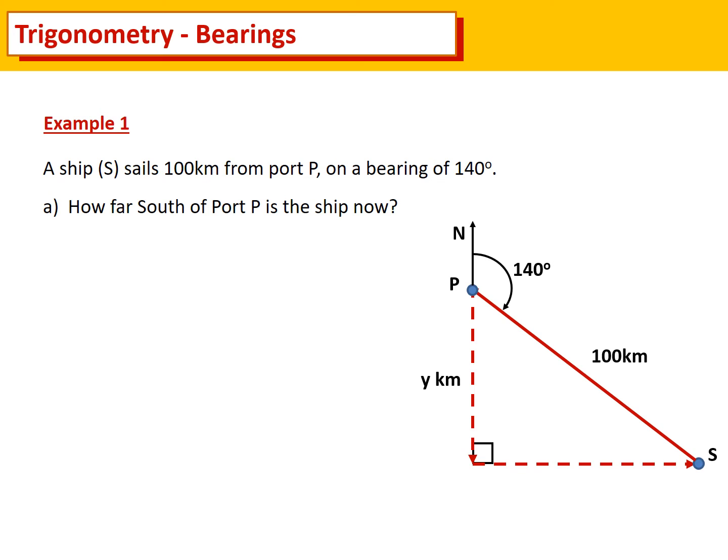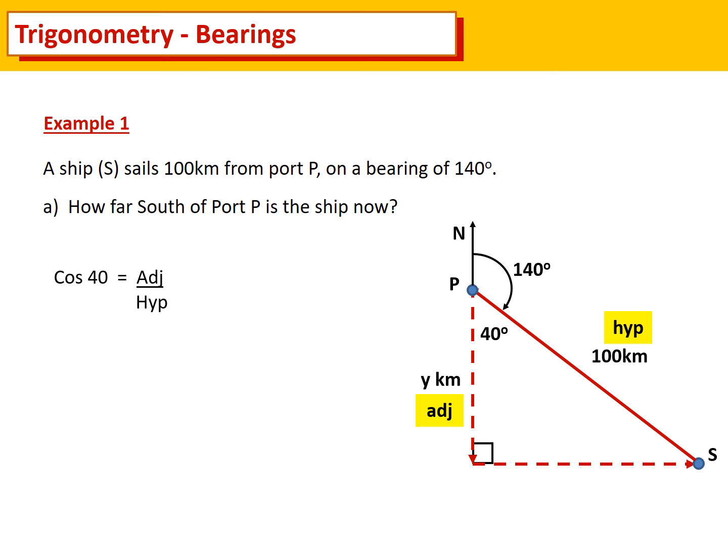So in this right angle triangle here, we have one length of 100 kilometers. We can now find this angle here. This straight line is obviously 180 degrees. This part of the angle is 140, which will leave a remainder here of 40 degrees. So now in our right angle triangle, we've got the hypotenuse of 100 kilometers and the adjacent of y kilometers.